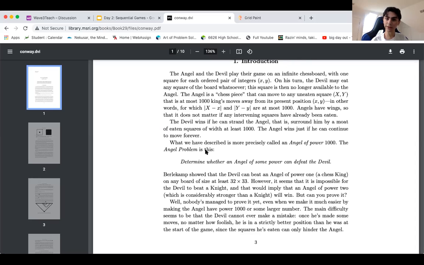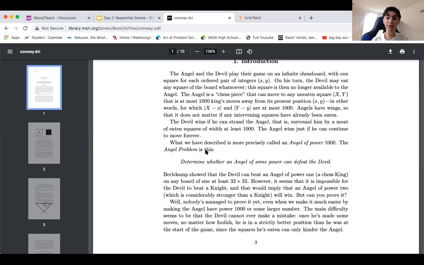The angel and devil play their game on an infinite chessboard with one square for each ordered pair of integers x, y. On his turn, the devil may eat any square of the board whatsoever. The square is no longer available to the angel. The angel is a chess piece that can move to any uneaten square that is at most 1,000 king's moves away from the present position. So it can move within a certain radius, pretty much.